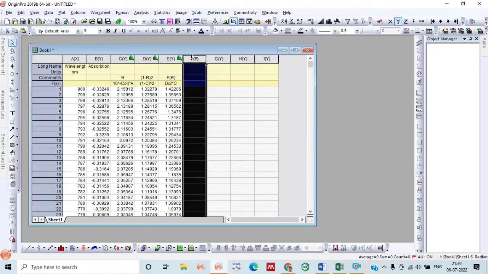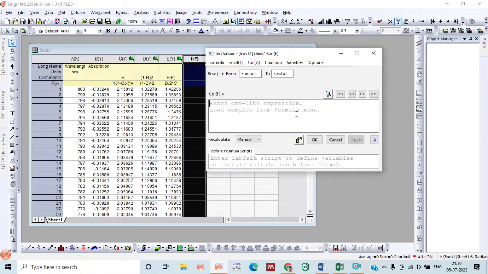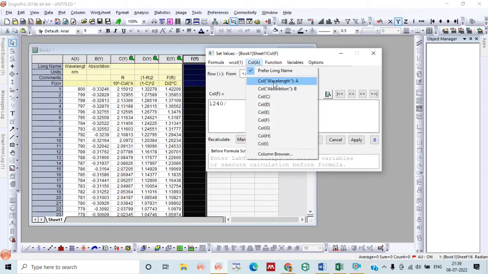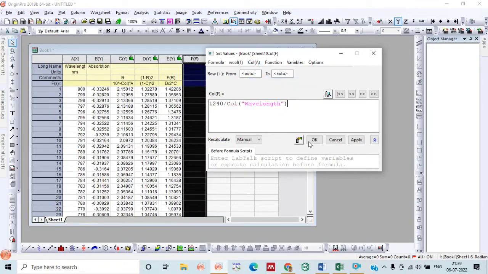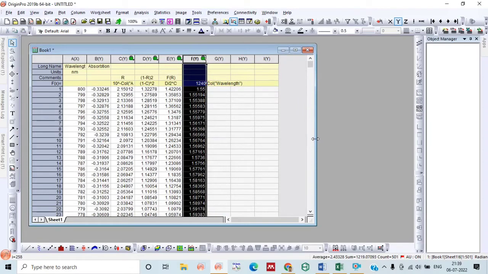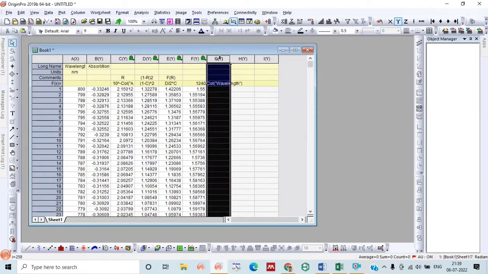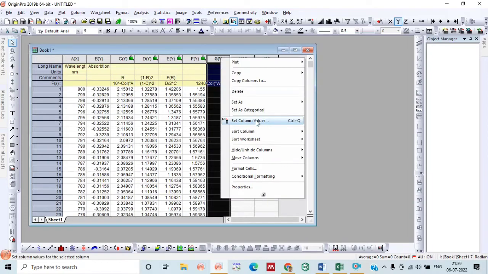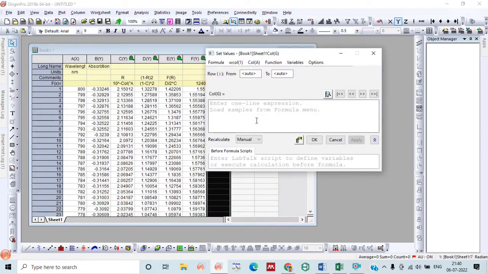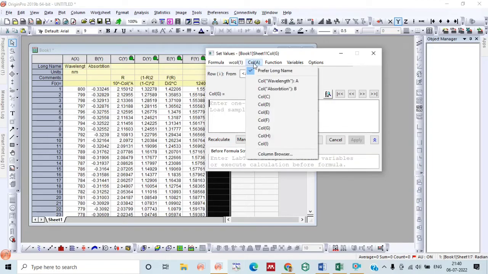Now select column F and set the column value, that is 1240 divided by lambda, that is column A. And this is equal to h nu, that is the photon energy. Now select column G and multiply column E and F.